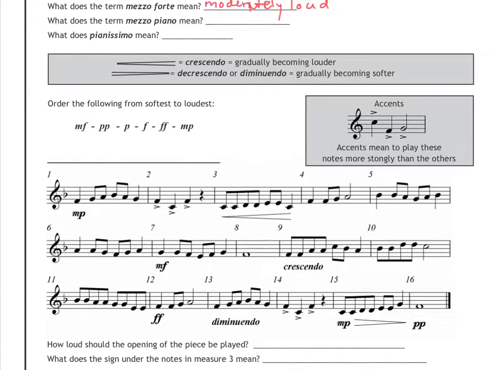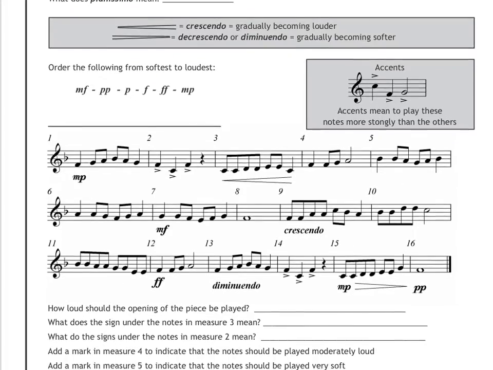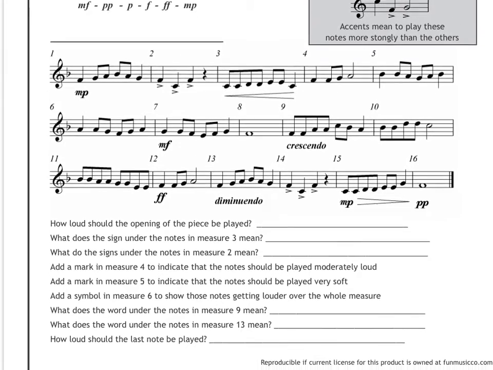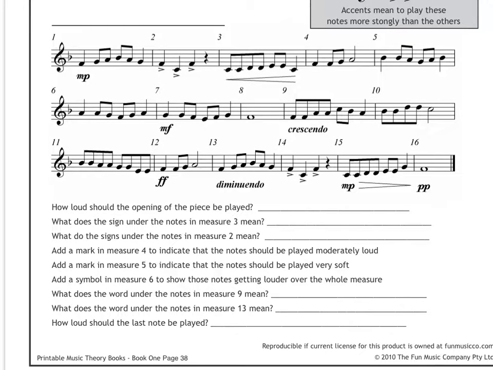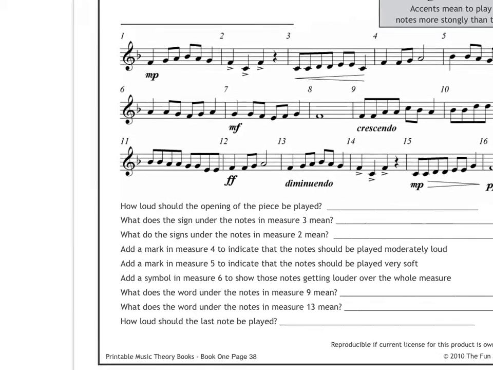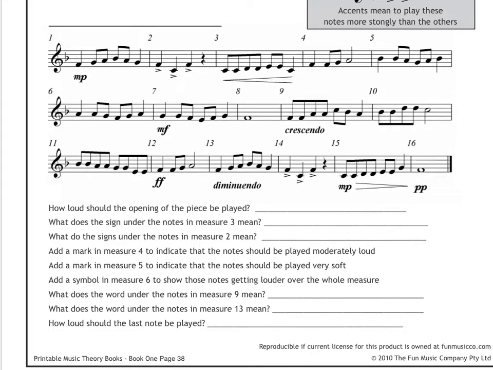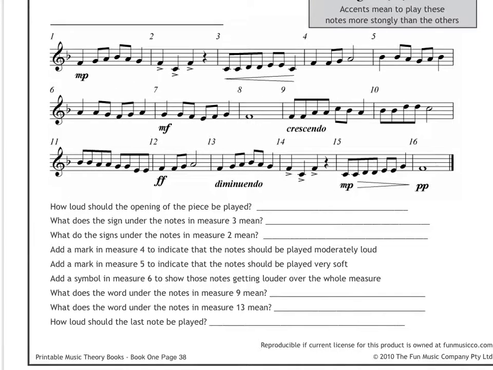At the bottom, you're going to answer a few questions. You've got a 3-line piece of music, and you're answering questions about the dynamics of this piece of music. You're being asked questions like, what's happening in this part of the music? Add a mark in measure 4 to indicate that the notes should be played moderately loud. Find measure 4; you'll see that every bar number is marked. Add something right underneath the music here. What is the symbol to show moderately loud?